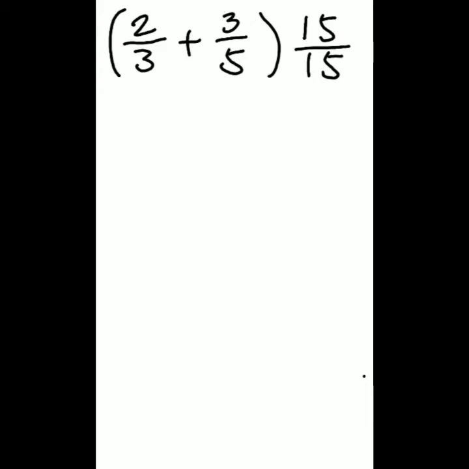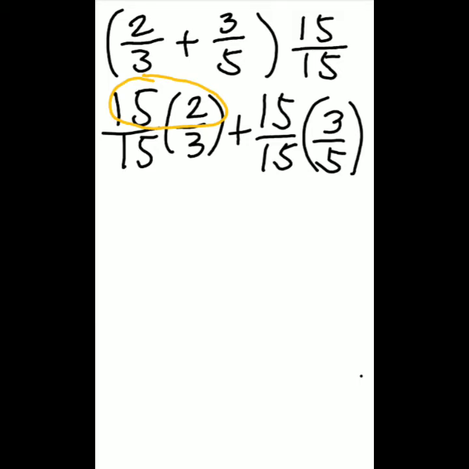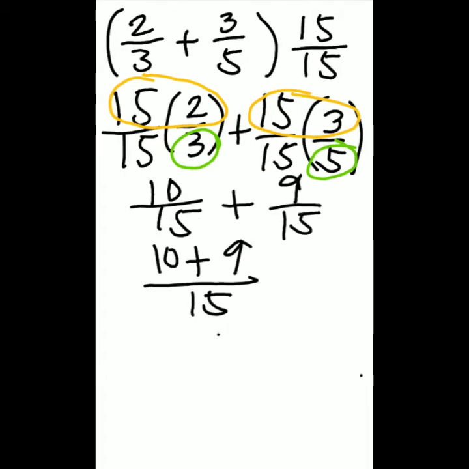To add 2/3 and 3/5, multiply both fractions by 15/15. In the fraction 2/3, numerator 2 times 15 which is equal to 30 then divided by the denominator 3. The numerator will now become 10 over the LCD 15. In the fraction 3/5, numerator 3 times 15 which is equal to 45 then divided by the denominator 5. The numerator will now become 9 over the LCD 15.